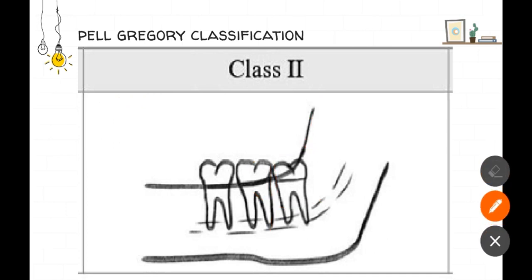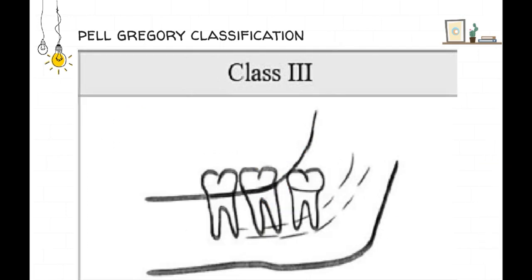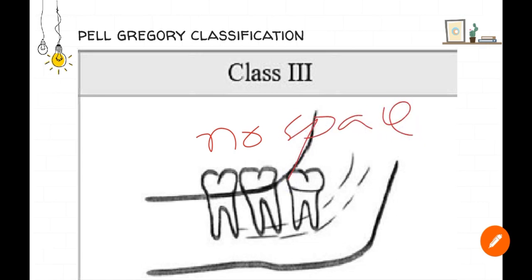Next, class 3. Literally there is no space. There is no space available between the anterior border of the ramus and the distal surface. So no space. The difficulty index value according to Pederson is 3. That is most difficult. So this was the Pell-Gregory classification.